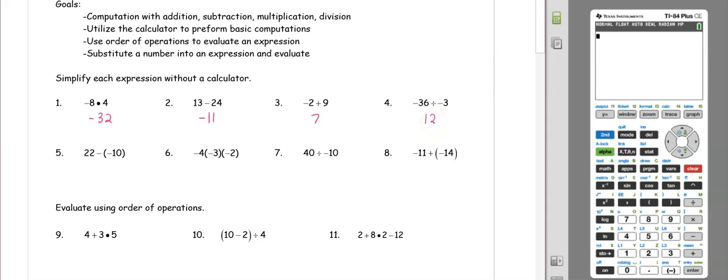Number 5, we have 22 minus negative 10. Remember, 2 negatives in a row will actually make it a plus. So 22 plus 10 is 32. Number 6, we have negative 4 times negative 3 times negative 2. So negative 4 times negative 3 is 12 times negative 2 is negative 24. Number 7, we have 40 divided by negative 10, which is negative 4. And number 8, we have negative 11 plus negative 14, which is negative 25.